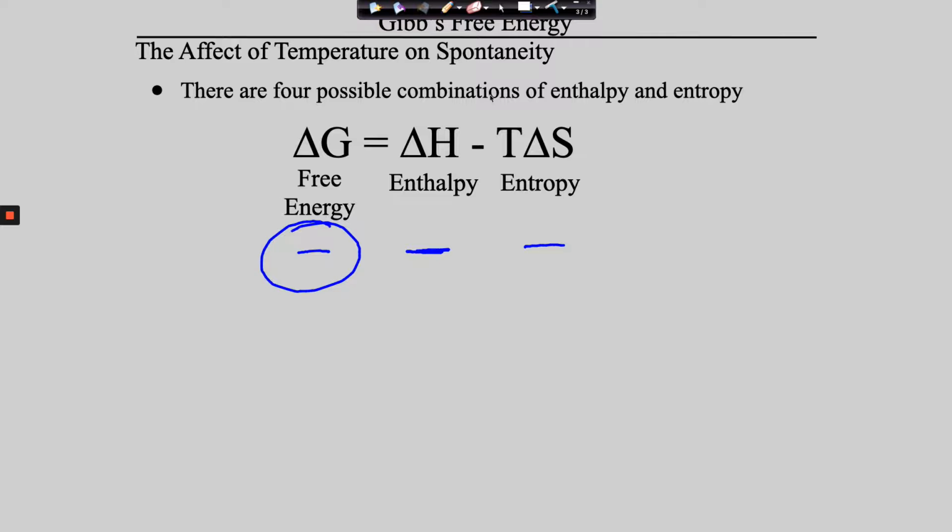But remember that this is the factor that does not favor spontaneity. So if we want this reaction to be spontaneous, does this value need to be big or small? Small. So how do we make it small? Cool it down. Let's say that again. Guys, follow that whole logic.